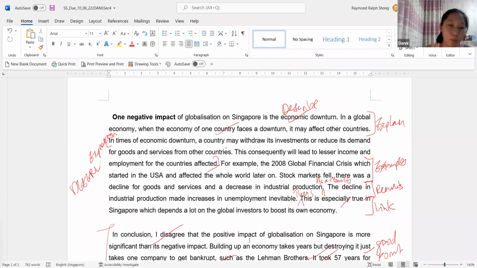One negative impact of globalization on Singapore is the economic downturn. In a global economy. When the economy of one country faces a downturn, it may affect other countries. Investments or reduce its demand.